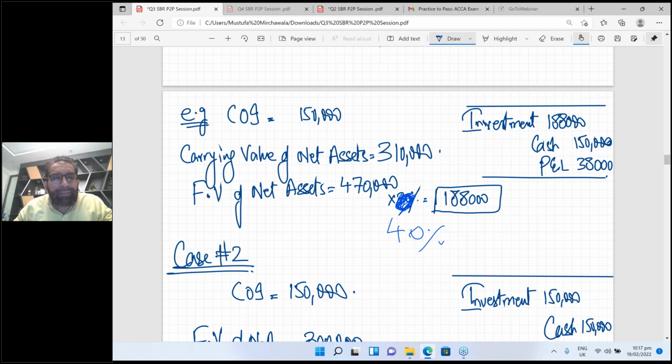Now, first of all, let me start my discussion with control. When you acquire a subsidiary, you compute goodwill on day one, assuming the holding is 100%. For example, your COI is 100,000, but the fair value of net assets of S company is 80,000. COI is higher, fair value of net assets is lower. You will have a 20,000 goodwill.